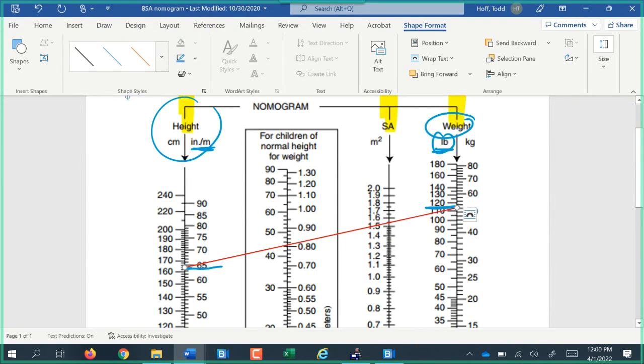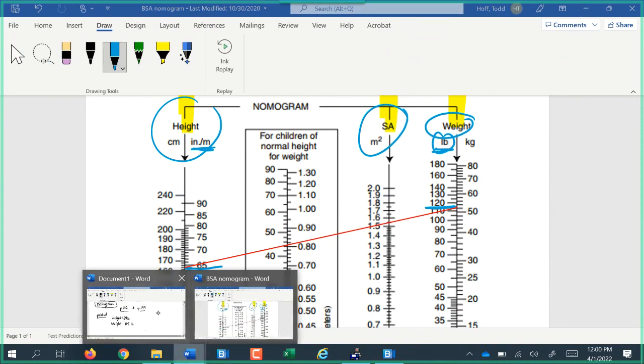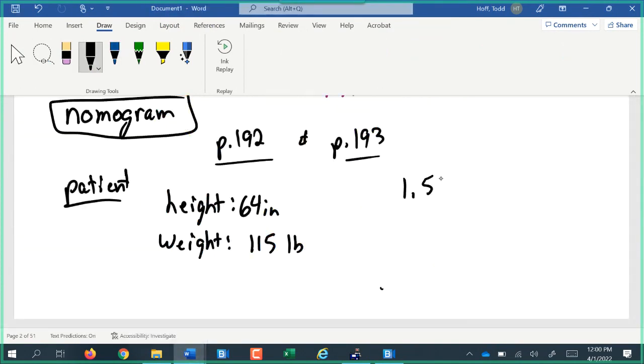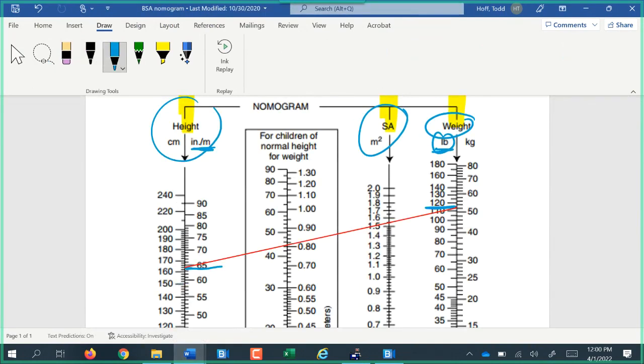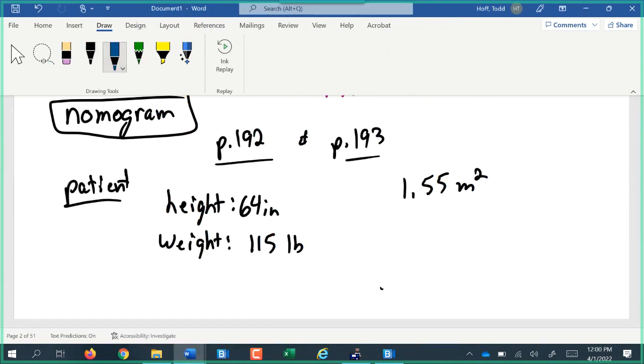In the middle, we have to see where it crosses. And it crosses between the 1.5 and 1.6. So it looks like it's almost exactly at 1.55, right in the middle, between the 1.5 and 1.6, as far as the body surface area. That column is your meters squared. So the nomogram is stating that person would be 1.55 meters squared for their body surface area, because that's where it crosses that axis. Well, let's double check this to see what the formula would give for that patient.